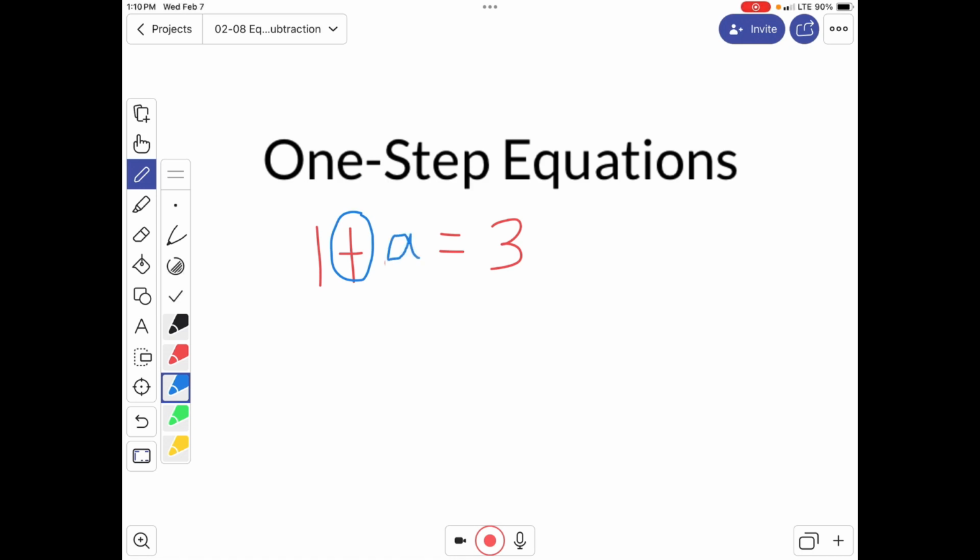I know that this problem looks real obvious. You obviously know that A is 2, but we're going to be practicing some steps. With these one-step equations, these are like the baby problems, and we're going to be practicing the steps so we'll be ready for the equations that have way more than one step.